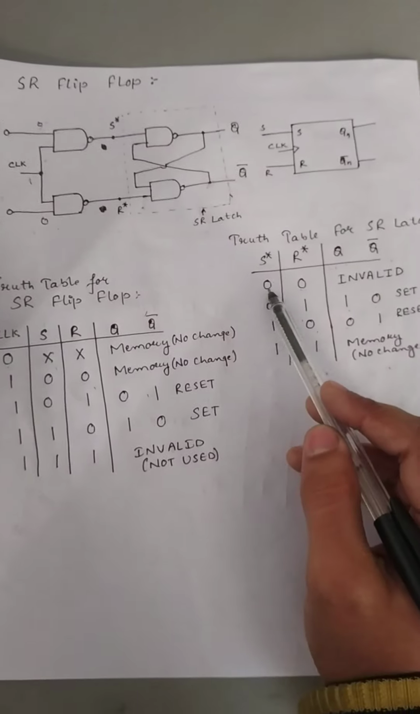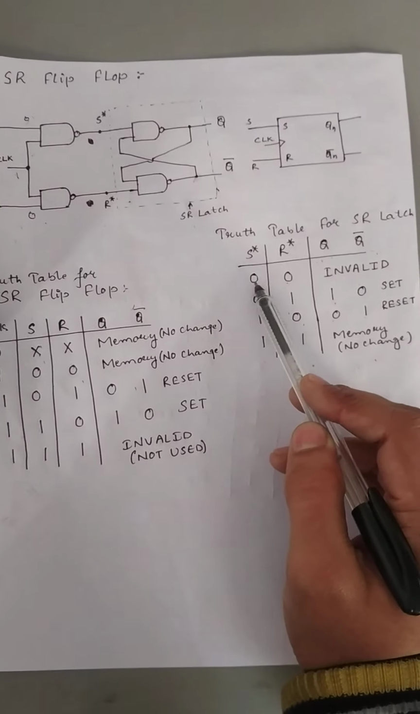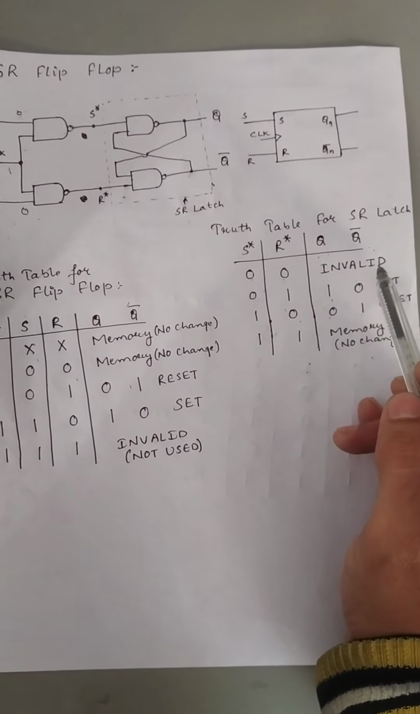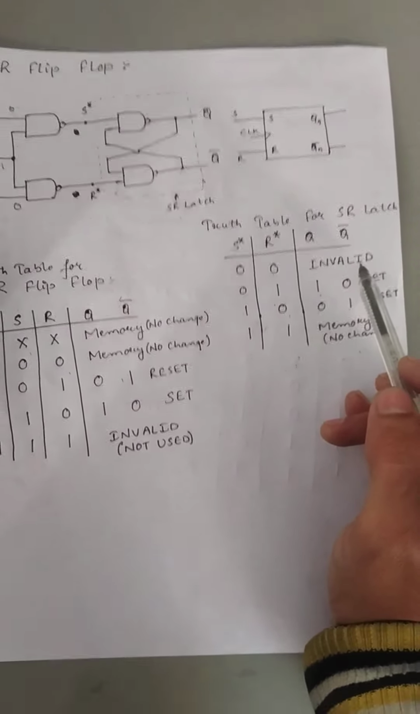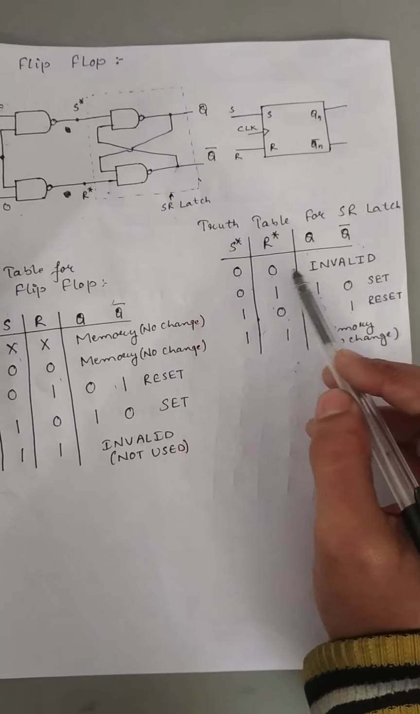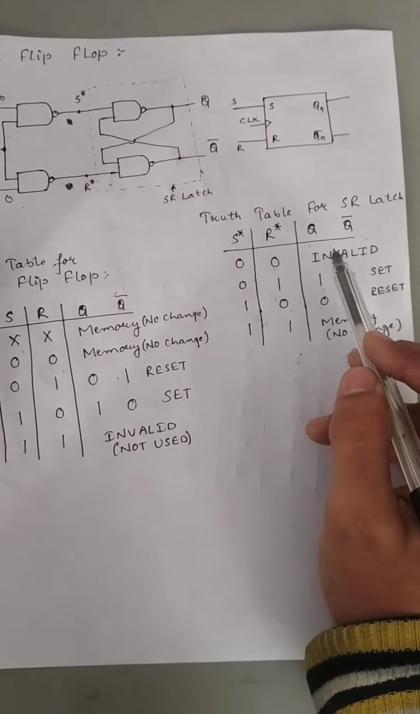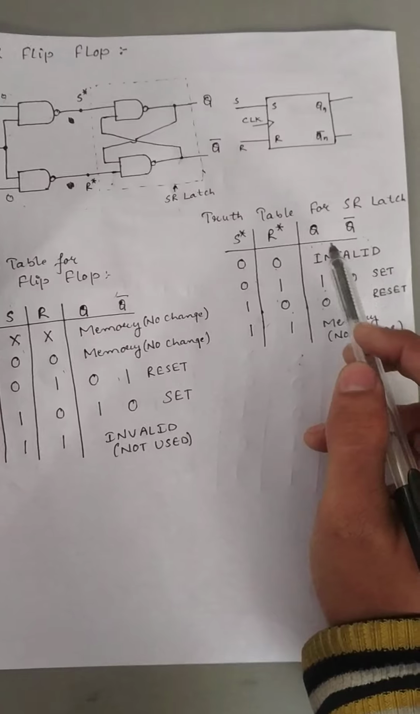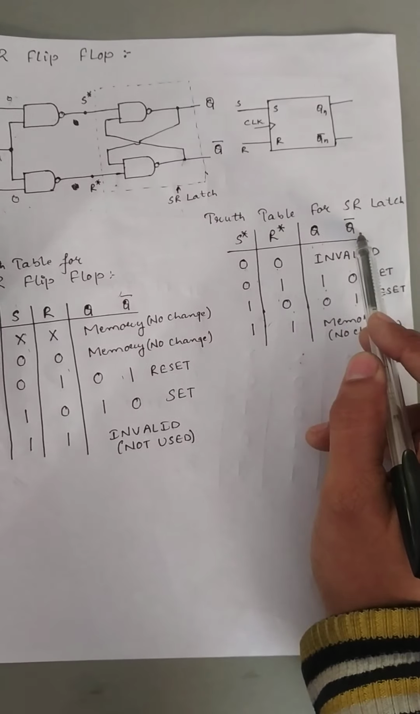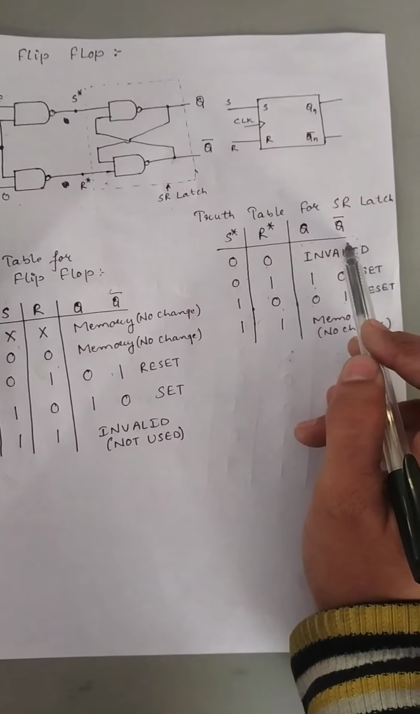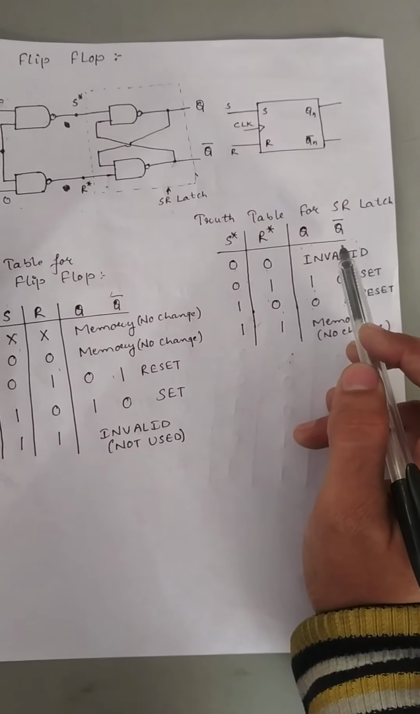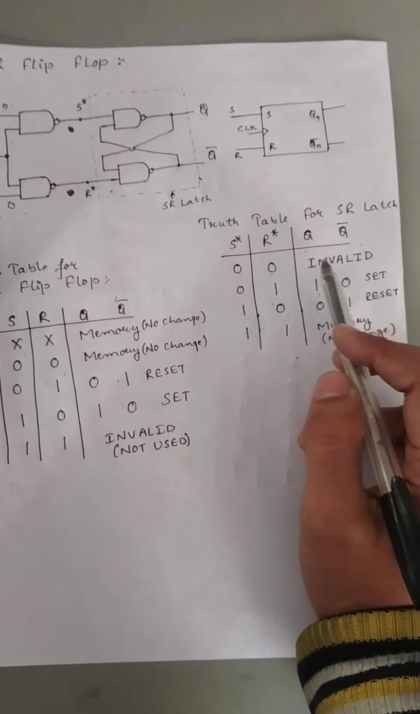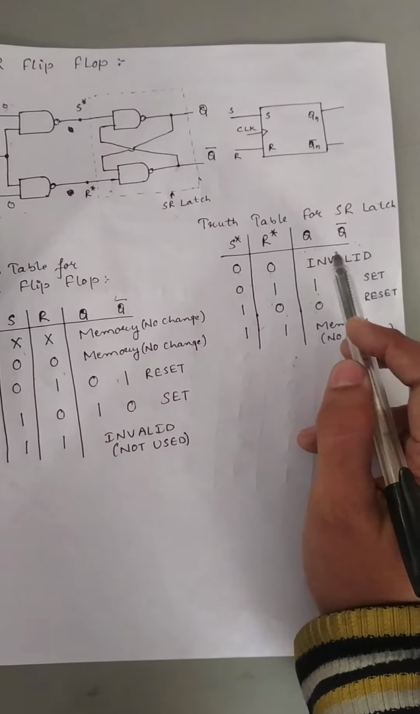First, if S star is 0 and R star is 0, the output will be invalid. By invalid we mean that if you give input 0 0, your output will be 1 and 1. This is not possible because these are Q and Q bar. If one is 1, the other must be 0, because both are complements of each other. The output will be 1 and 1, so this is an invalid state, and it cannot be used.